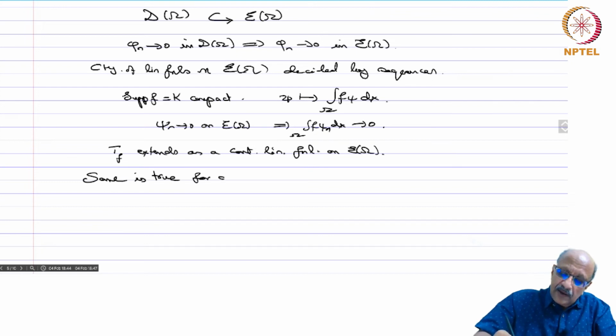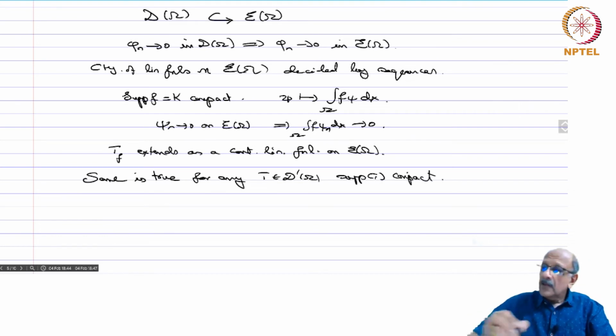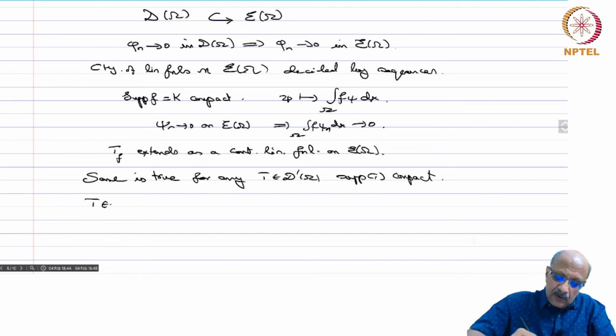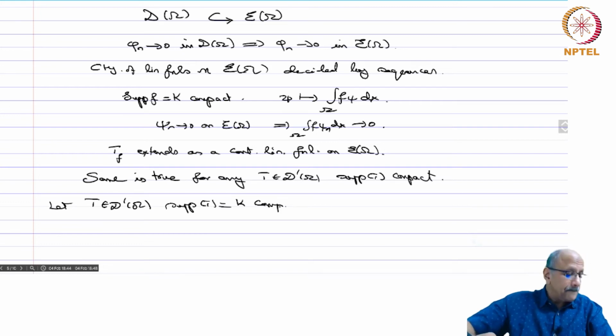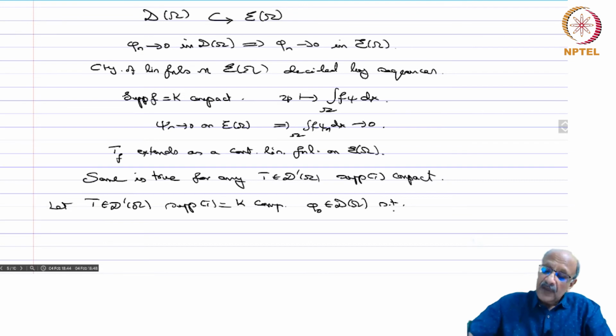Now the same is true for any T in D prime of omega with compact support. So let us see how this happens. Let T belong to D prime of omega and the support of T equal to K, compact. So you can find phi 0 in D of omega such that phi 0 is identically 1 on K. We have seen this on the very first day.